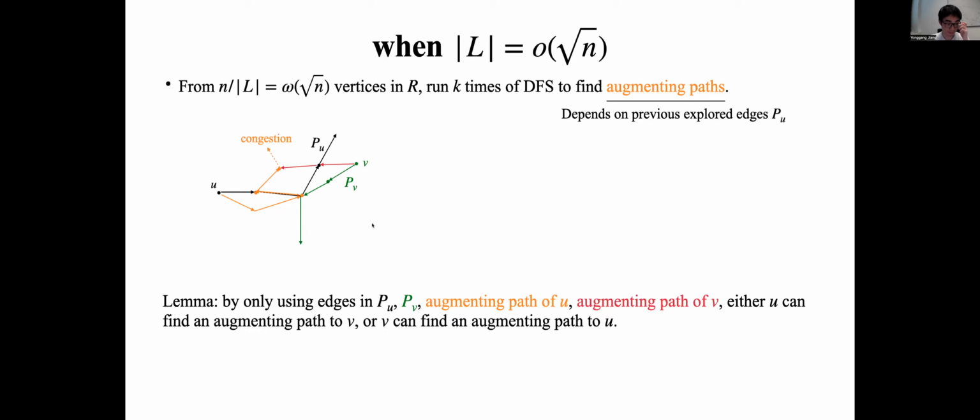So to solve this problem, we prove a lemma. The lemma says if they meet at this point, then just by using P_U, P_V, the augmented path of U, which is the orange edges, and the augmented path of V, which is the red edges, either U can find a path to V or V can find a path to U, and they should be augmented paths. So in this example, basically this node V can find the augmented path to U in this way.